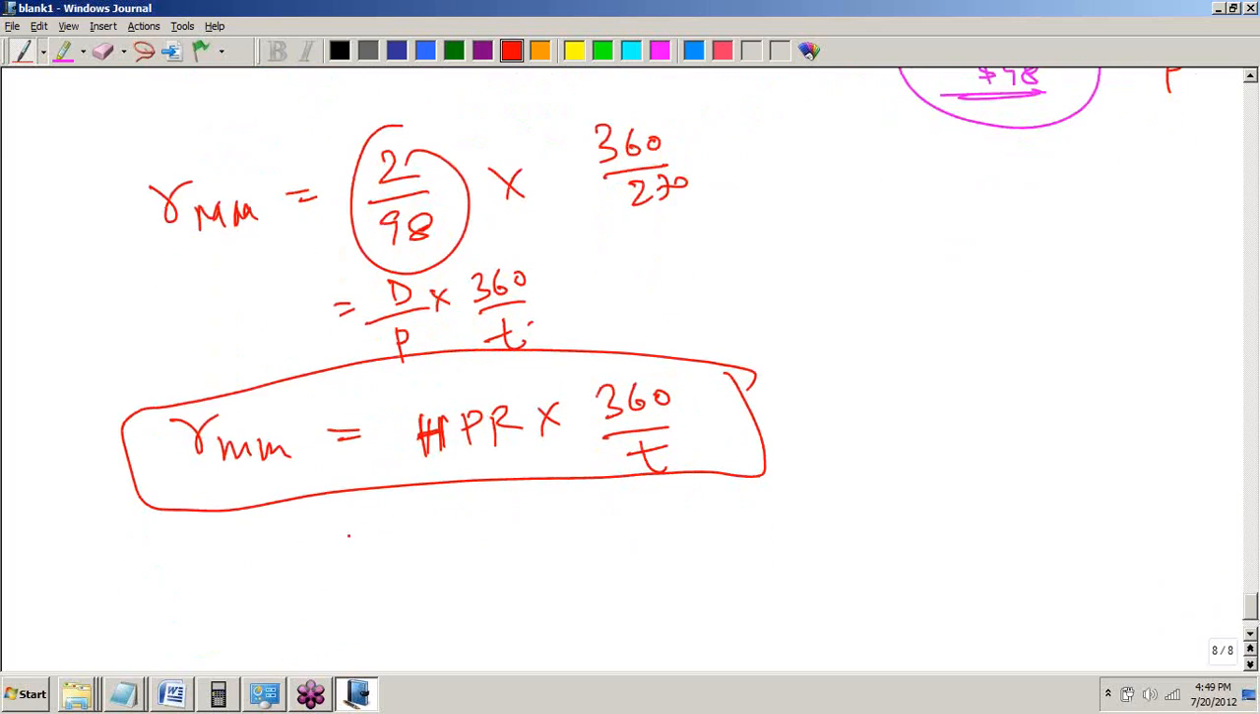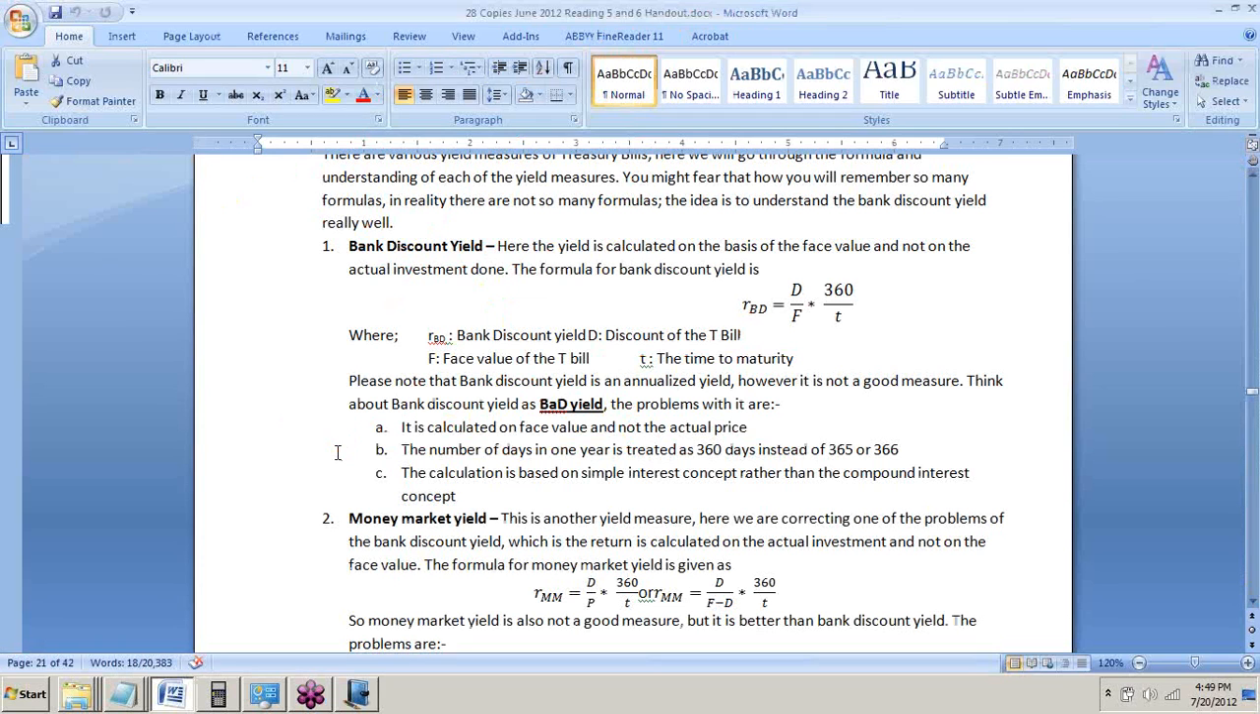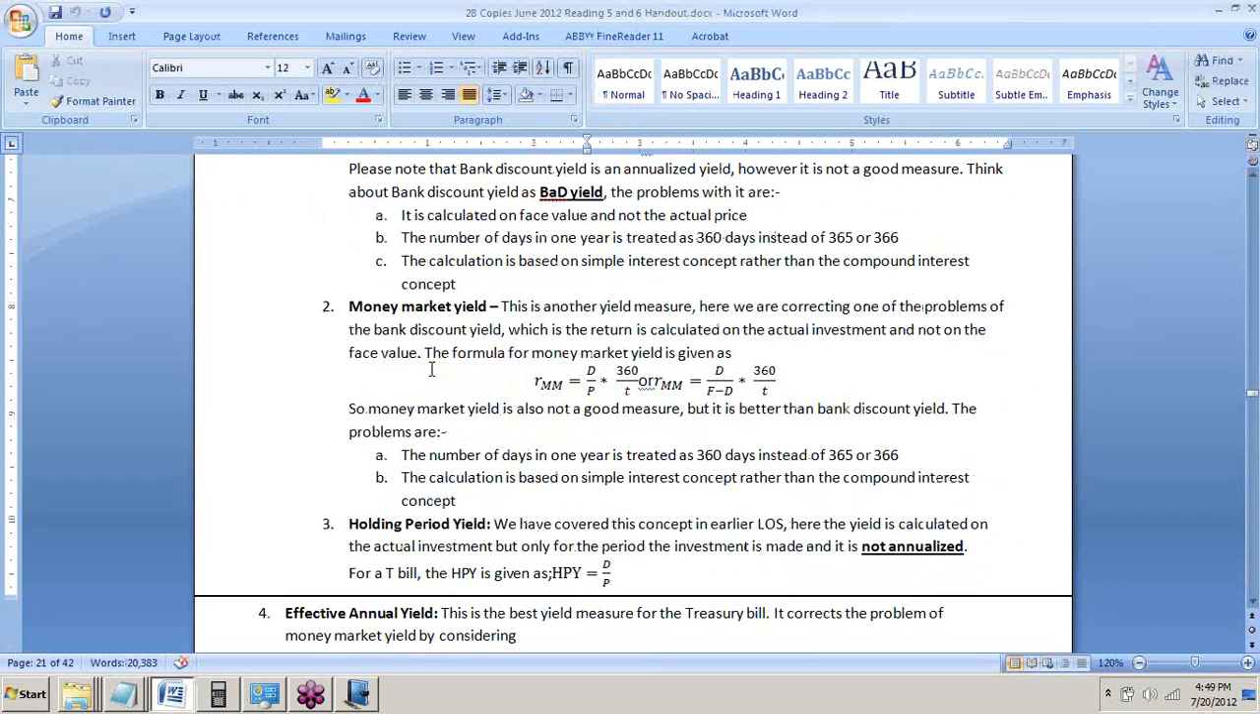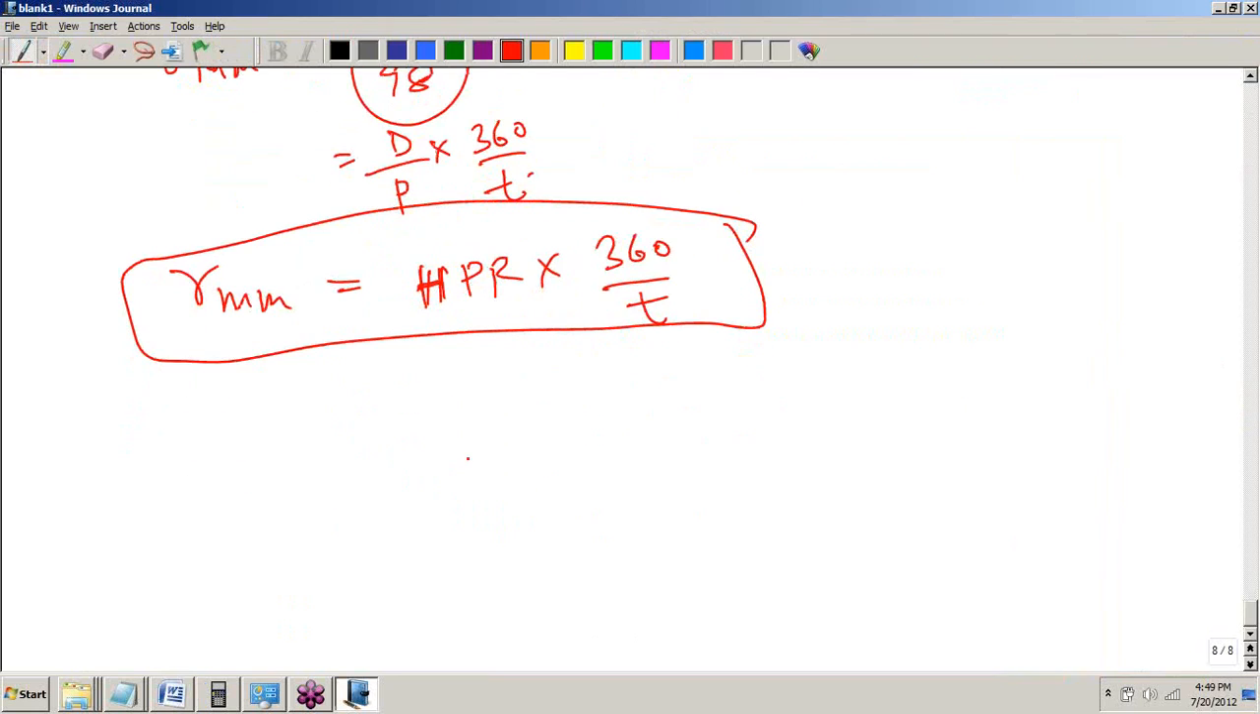Now in the next LOS, they are considering lots of computation, like from holding period to annual yield and all those things. Please note that all these yields can be converted within themselves. Bank discount we have covered, money market, holding period. Then there is one more yield, effective annual yield. How do you consider effective annual yield or effective annual rate?